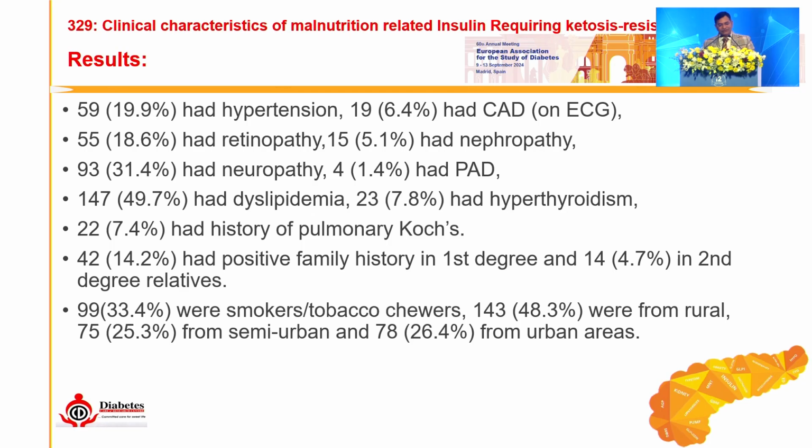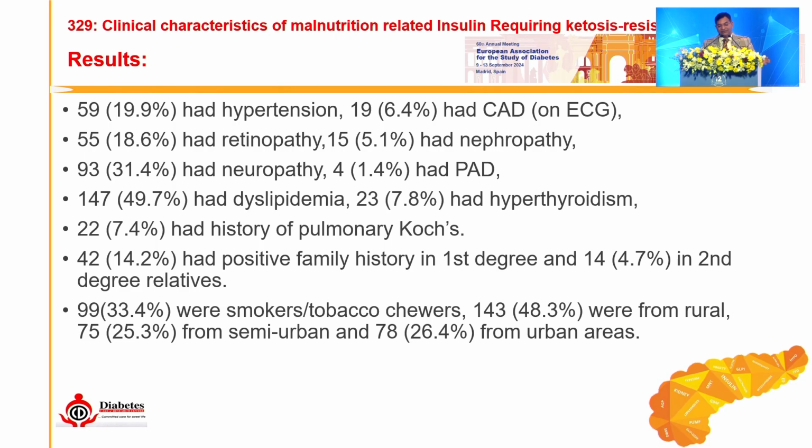So this patient also, 20% had hypertension, around 6% coronary artery disease. Retinopathy was most common, around 18%. Nephropathy 5%. Neuropathy 30%, very common. The highest common complication is neuropathy and painful neuropathy. PAD very less, 1.4%. Dyslipidemia around 50%. Pulmonary TB was also seen around 7.4%.